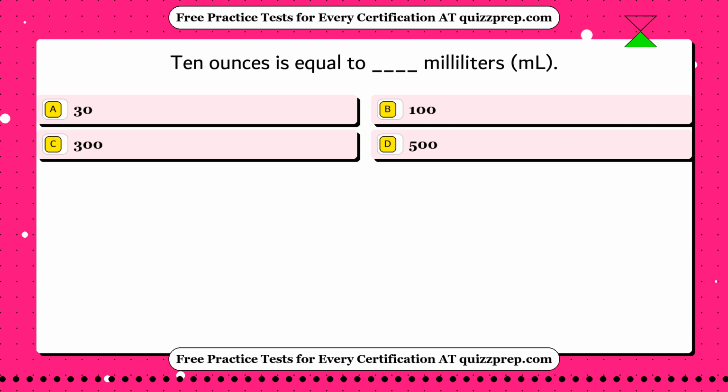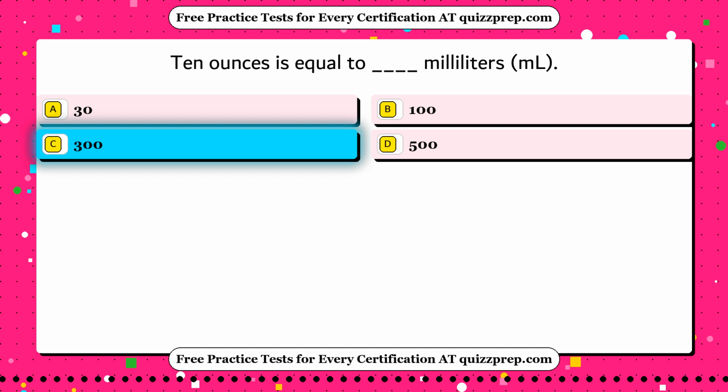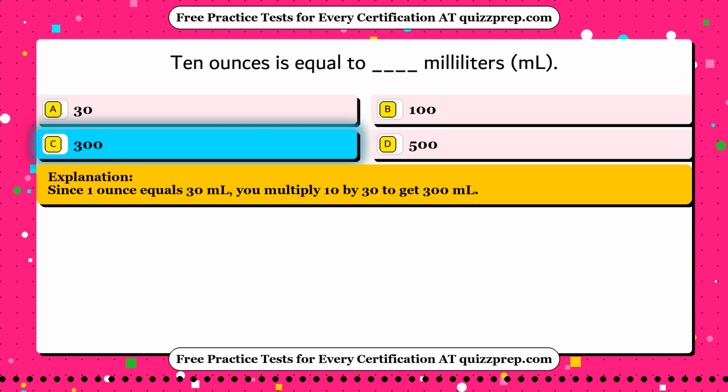Question 72. 10 ounces is equal to blank milliliters, ml. Option A, 30. Option B, 100. Option C, 300. Option D, 500. The correct answer is option C, 300. Since 1 ounce equals 30 ml, you multiply 10 by 30 to get 300 ml.